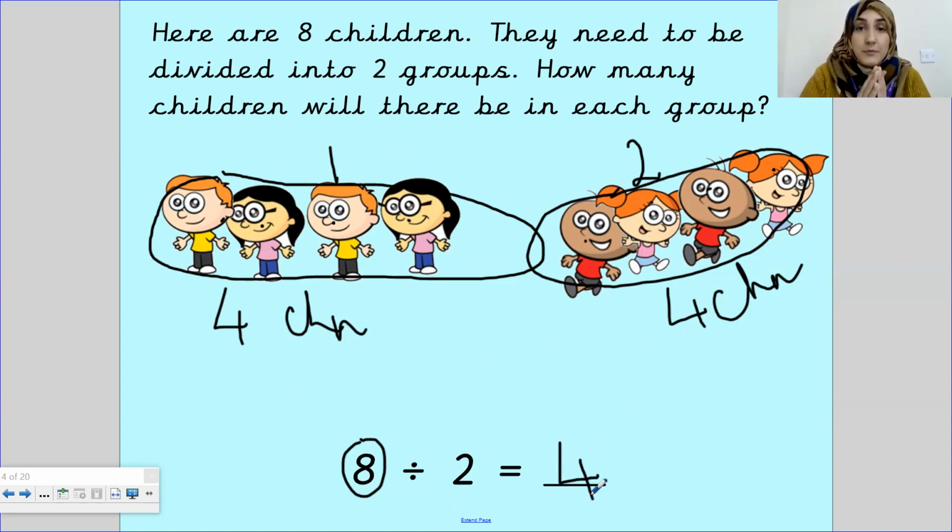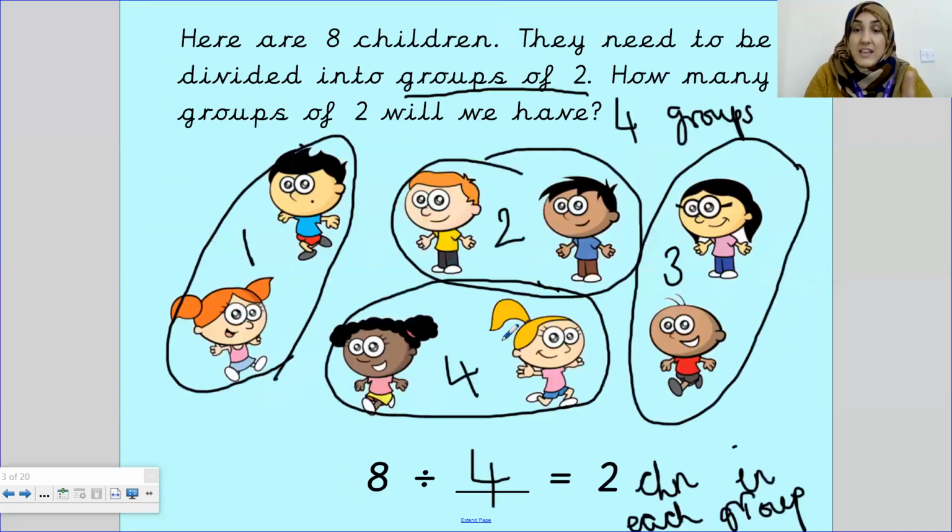Now, can you see? I'm just going to go one page back. Can you see the difference? Our division number sentence is the same, but the question was asking us to do 2 different things. In this question, it was asking us to share. So one at a time, I shared the children into 2 groups. This question was not asking me to equally share. It was saying, put 2 children into 1 group. So put them in pairs. So I put 2 children in 1 group, 2 children in another group, 2 children in a third group, and 2 children in a fourth group.